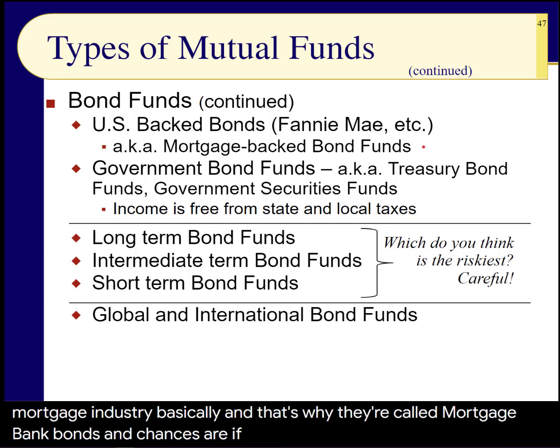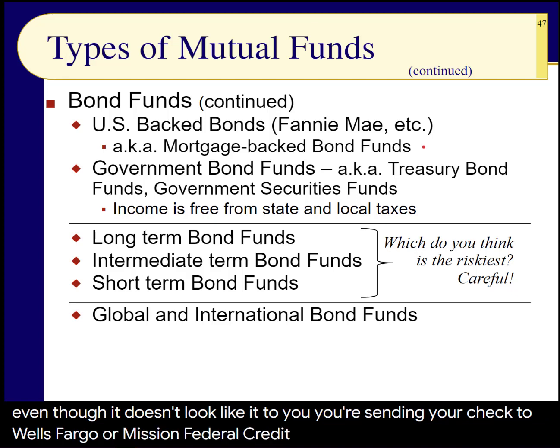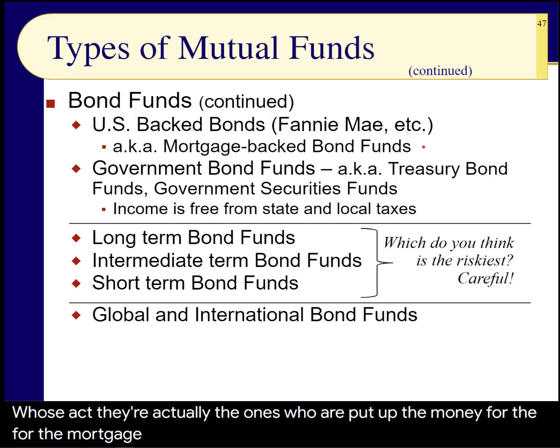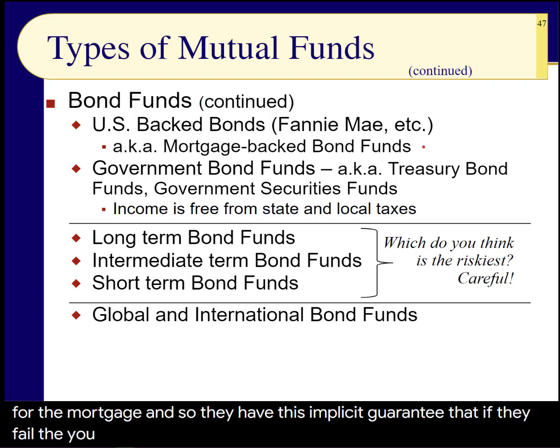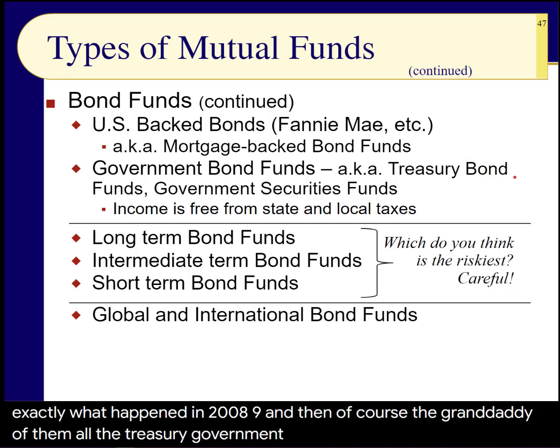And chances are, if you have a mortgage, it's actually owned, even though it doesn't look like it to you. You're sending your check to Wells Fargo or Mission Federal Credit Union or whatever. But behind them is Fannie Mae or Freddie Mac, they're actually the ones who put up the money for the mortgage. And so they have this implicit guarantee that if they fail, the United States government will come to the rescue, and that's exactly what happened in 2008 and 9. And then, of course, the granddaddy of them all, the Treasury, government securities funds, government bond funds.